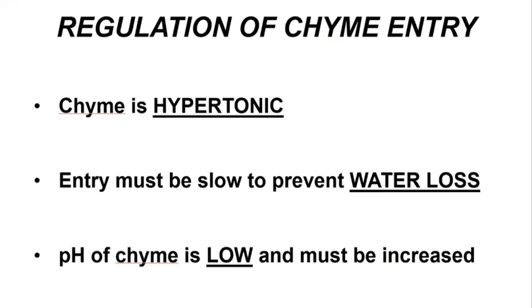Only small volumes of chyme are permitted to enter. This is because chyme is hypertonic, that is, it has a tendency to draw water out of nearby tissues and into the lumen of the small intestine. Therefore, entry of chyme into the small intestine must be slow to prevent massive water loss by osmosis. The pH of the chyme is also very low, that is, it tends to be very acidic, and it must be increased or made more alkaline.